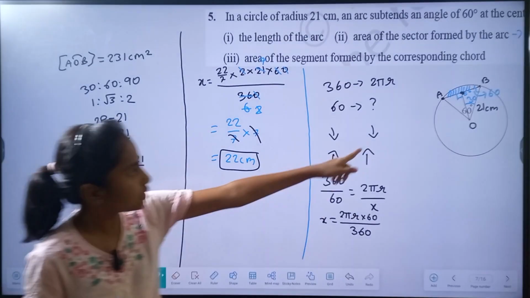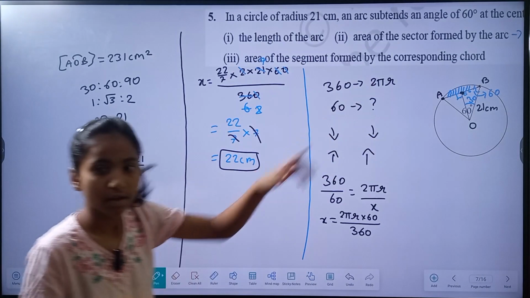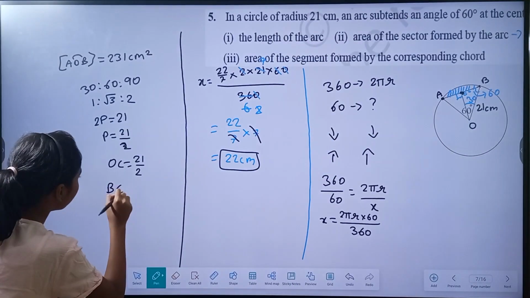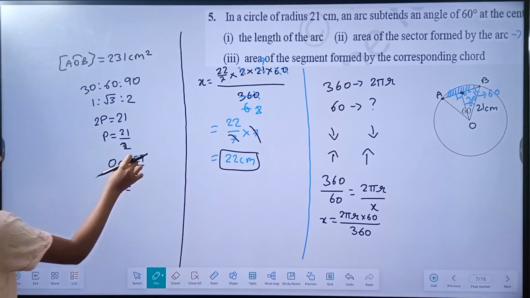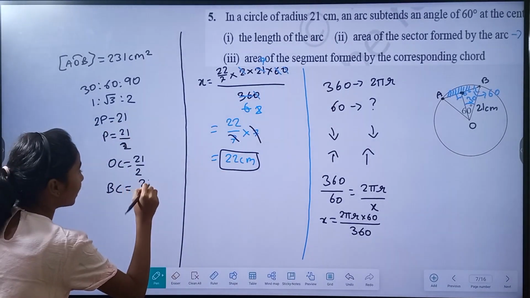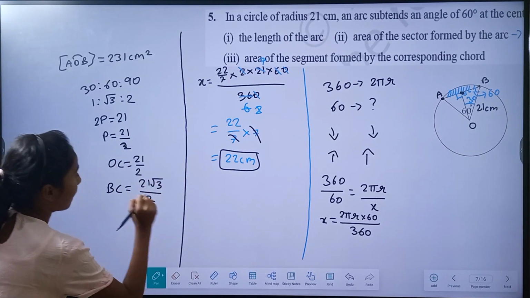And we want another one, which is BC. BC is the side opposite to angle 60. And we have p equal to 21 by 2. So BC equals 21 root 3 by 2.